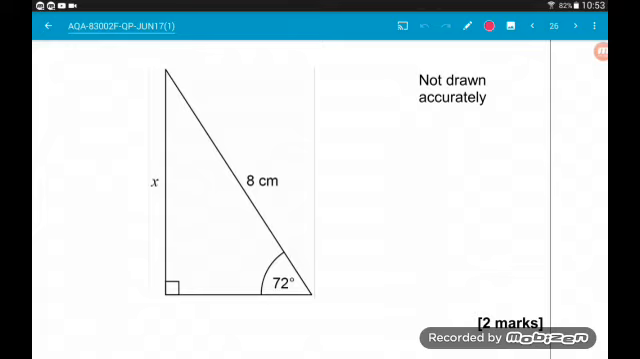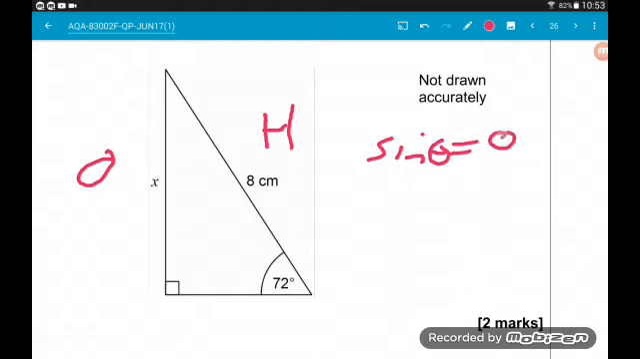So, the first thing we want to do is label the triangle, label the sides. So, length x is the opposite, and the 8 centimeters is the hypotenuse. Then we go to SOHCAHTOA to work out which bit we need. S-O-H, yes it is, because we've got the opposite and the hypotenuse. So, that tells us sine theta is the opposite divided by the hypotenuse.